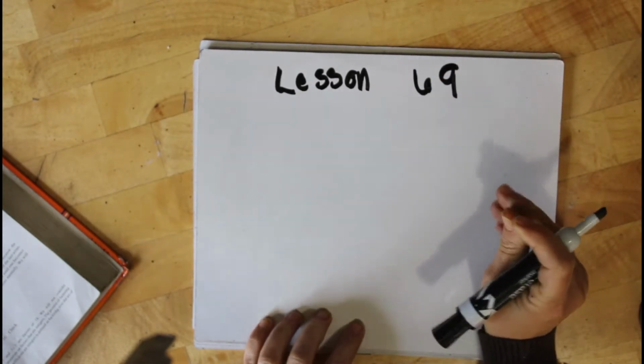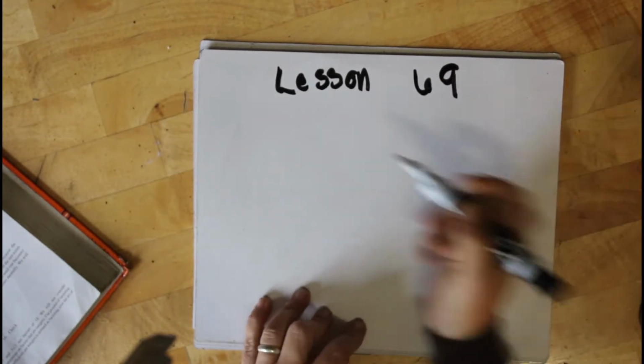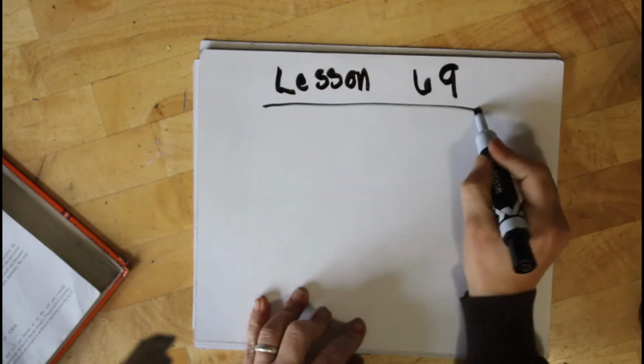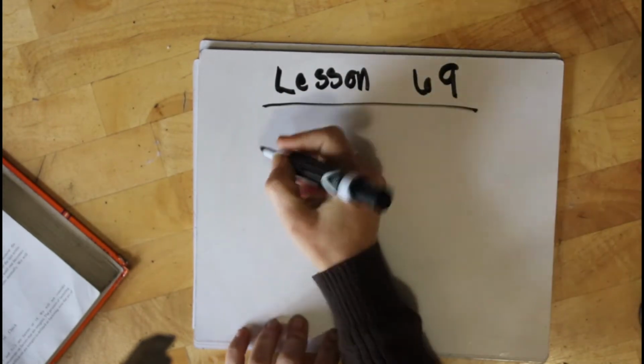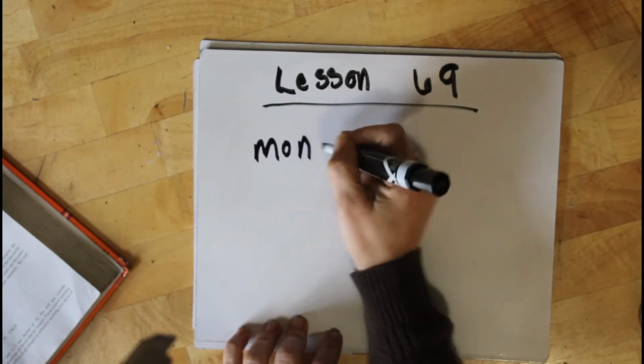And this lesson is called factoring trinomials. So what on earth is a trinomial? Before we learn that, we're going to learn a couple of math jargony terms. The first one is monomial.